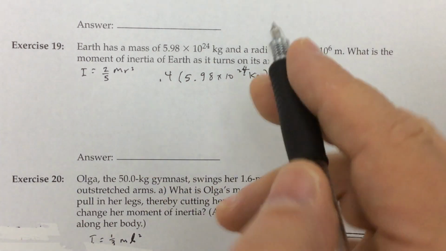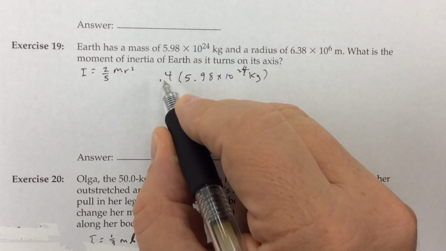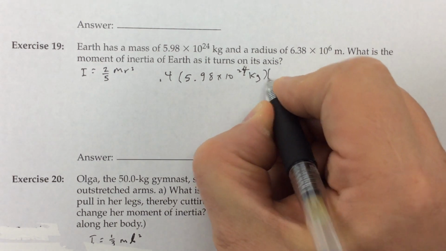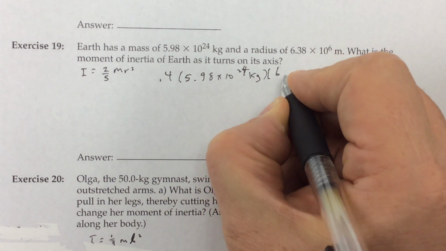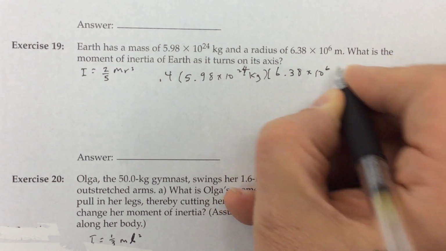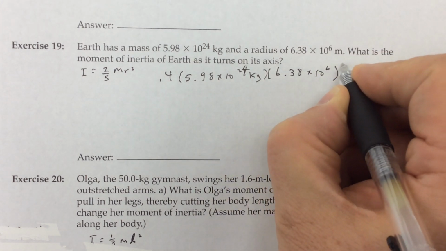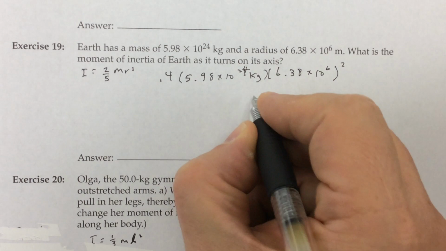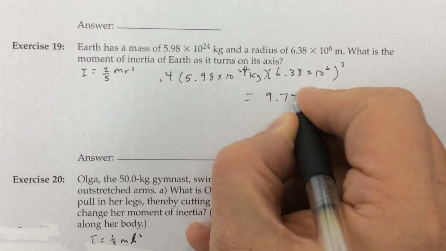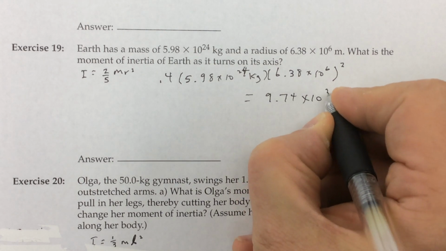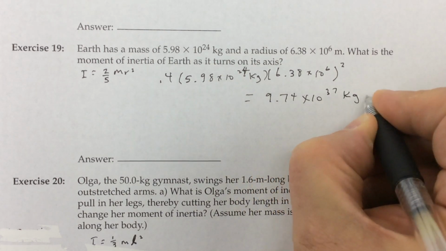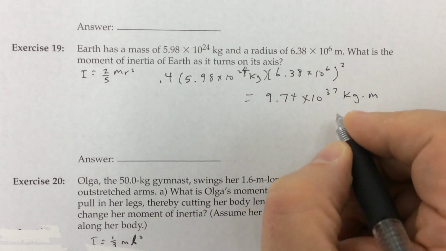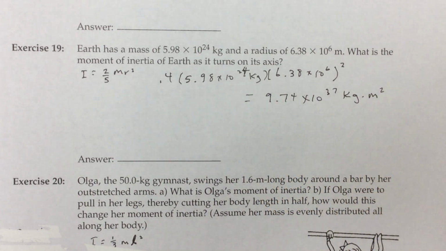So how sluggish is the Earth to turn around on its axis? So it's 0.4, which is 2/5, times its mass times its radius, and then we have to square the radius. So we've got 0.4, 5.98 times 10 to the 24, times 6.38 times 10 to the 6, squared. When you calculate that, you get 9.74 times 10 to the 37, and then the first is kilograms, that's mass, and then meters squared is going to be its radius.